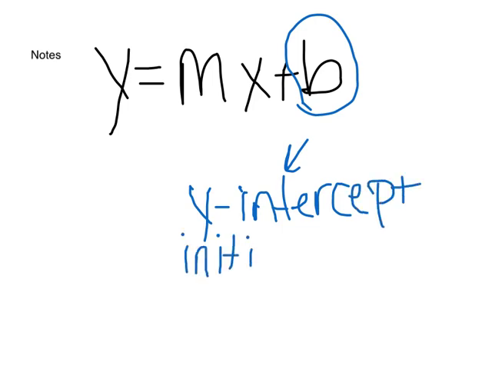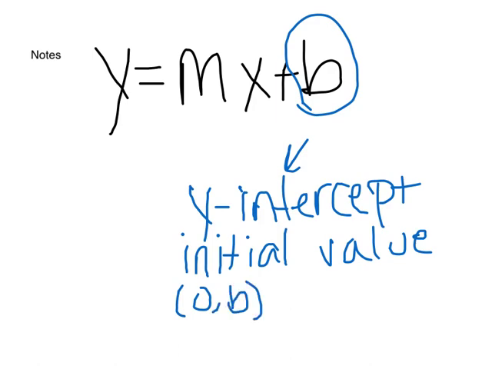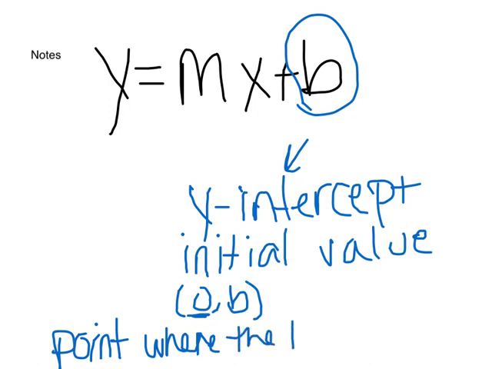At this point, we have the coordinates (0, b), because x is always 0 at this point. And then it's the point where the line hits the y-axis. So get this all down in your notes.